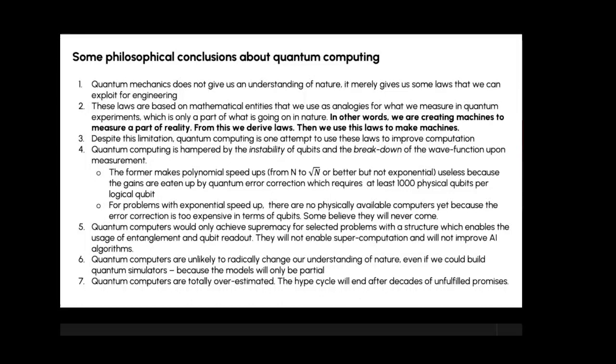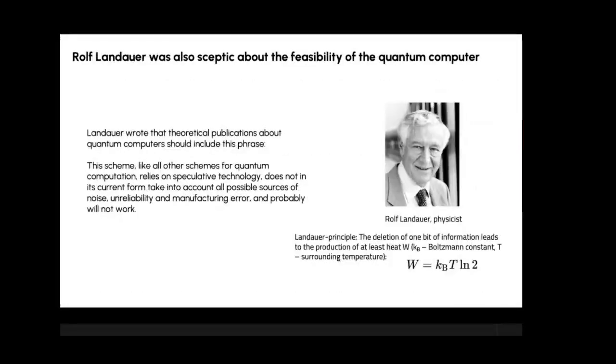And then they find a much better way to do it on the classical computer. And when the quantum people work in the way that you just described, do they just create models? Only models. That's why, as Landauer said, this scheme, like all other schemes for quantum computation, relies on speculative technology, does not in its current form take into account, and so on. It's just true for almost every paper that appears in quantum computing still.